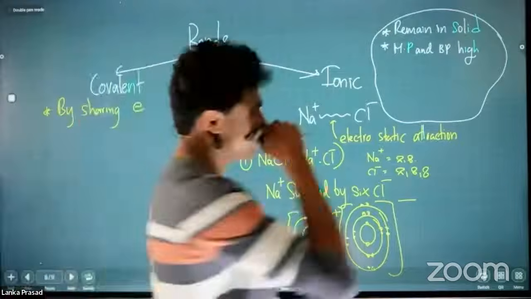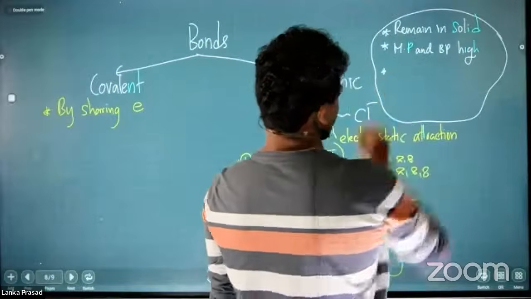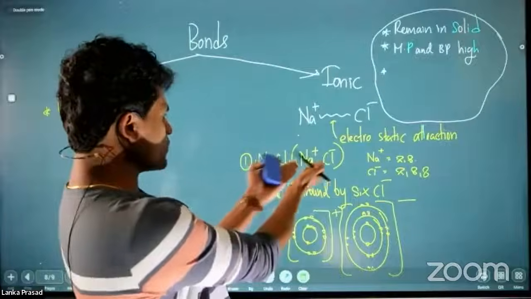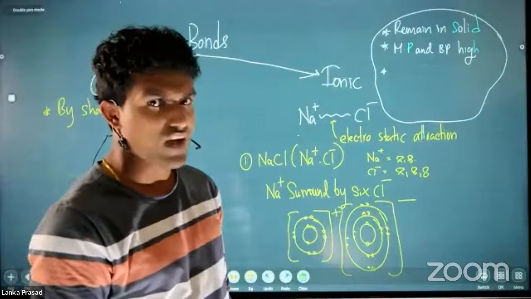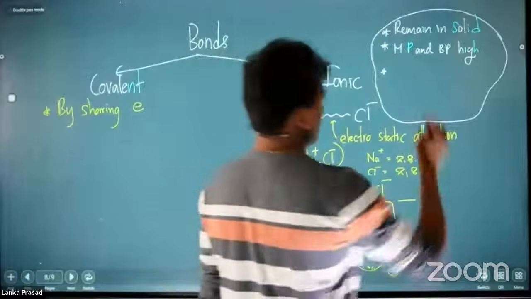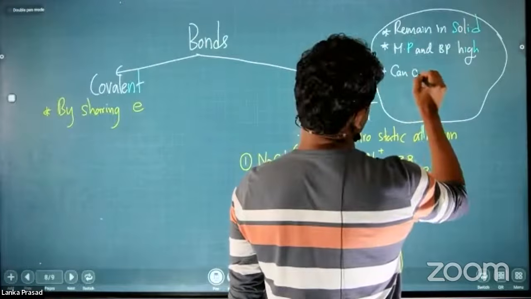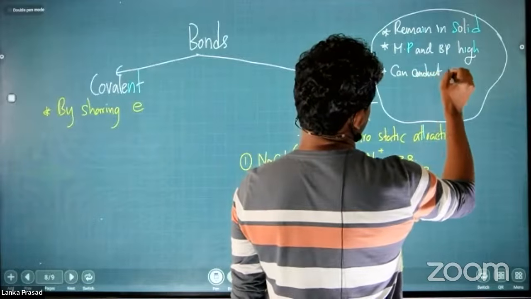Got it? Yes, right. Then there are lots of ions there, right? Lots of ions, anions and cations. Presence of ions means they can conduct electricity.